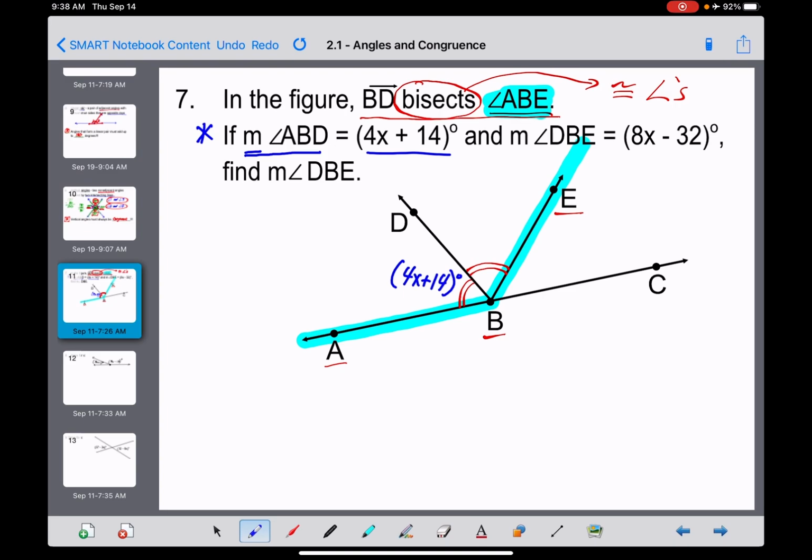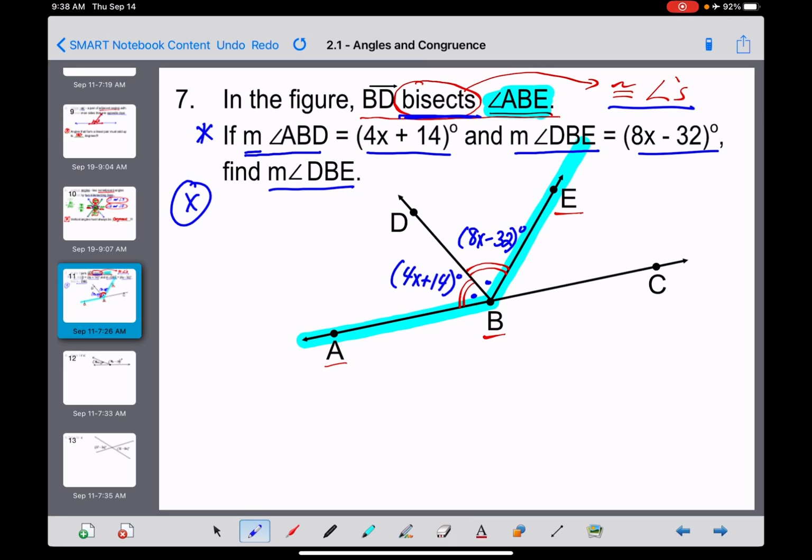And then also the measure of angle DBE, which is this second angle here, is 8x minus 32 degrees. That's all the information they gave us, and they want us to find the measure of angle DBE. Well, first we're going to have to find x, and then we'll worry about how to find the measure of each particular angle. The key here is the word bisector, guys, which tells us that we've got congruent angles. That's why I put a tick mark right here and a tick mark right here.